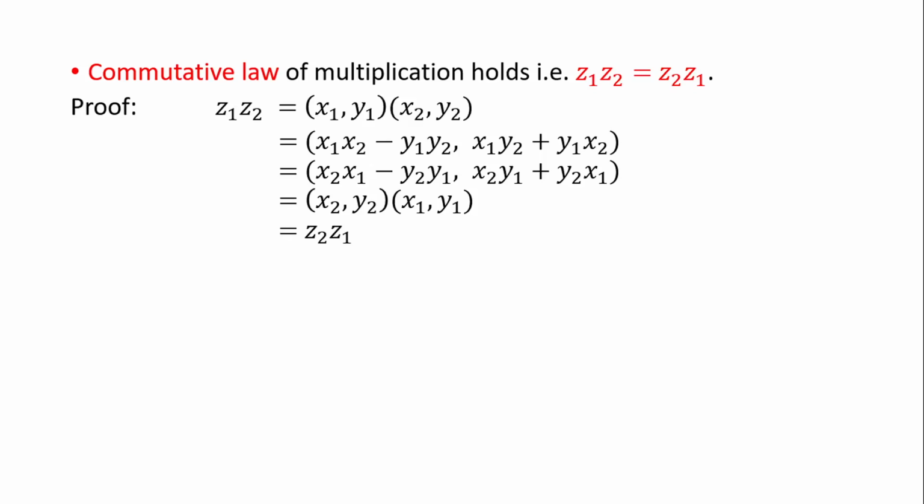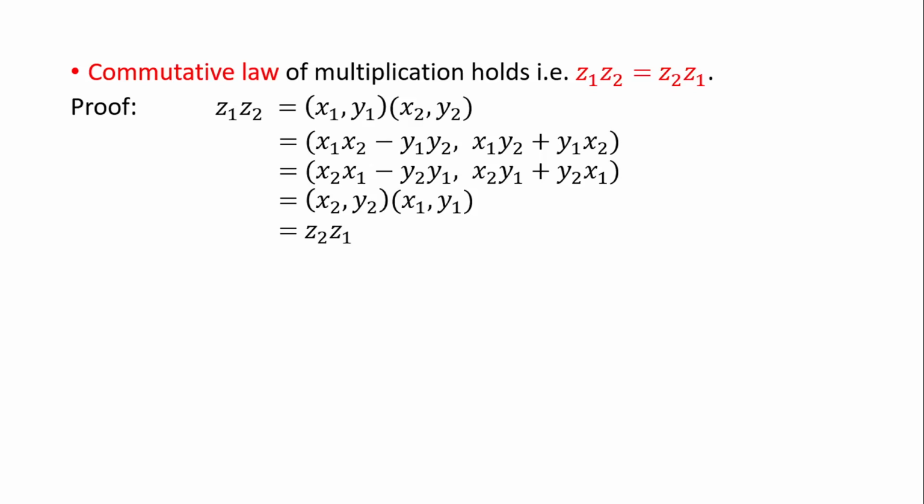The first one is that commutative law of multiplication holds. Now, what is commutative law of multiplication? That changing the order in the multiplication doesn't make any effect. That means Z1 Z2 is equal to Z2 Z1. For simplicity, we considered here Z1 and Z2 as ordered pairs. So Z1 equal to X1 Y1 and Z2 equal to X2 Y2. So Z1 into Z2 equal to, in first bracket X1 comma Y1, into, in second bracket X2 comma Y2.